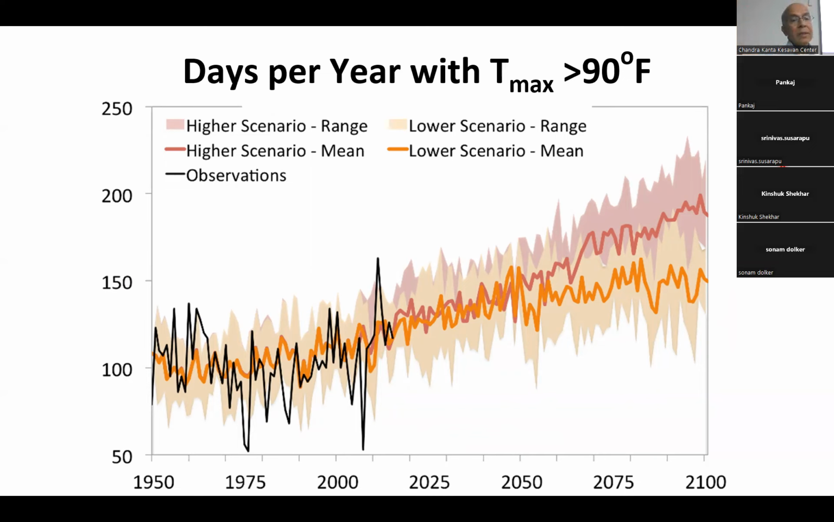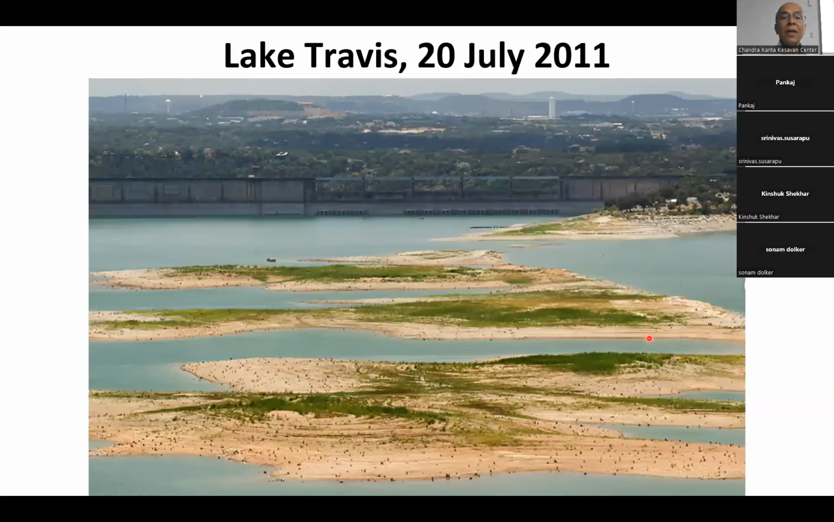Our model suggests that in the future, the number of days with more than 90 degree Fahrenheit temperature is going to increase. As you see, this is going to accelerate in the future. Right now we're getting a little over 100 days above 90 degrees, but in the future it's going to accelerate more. It used to fluctuate until this point. Now it's going to accelerate further because of climate change. So there's more evidence of climate change.